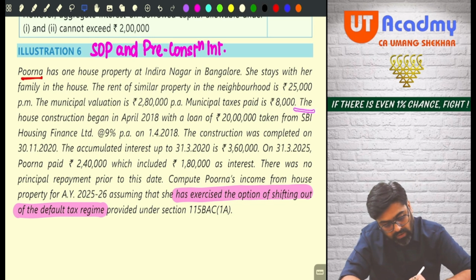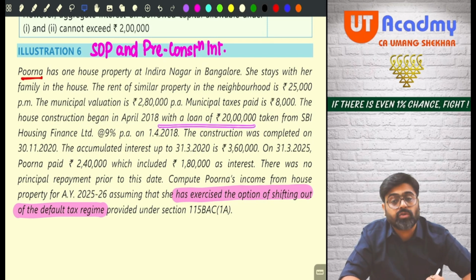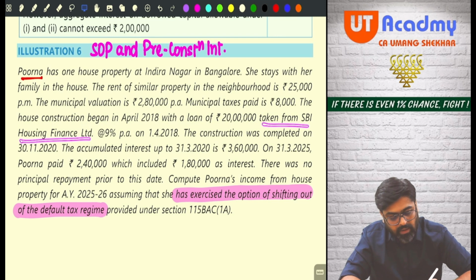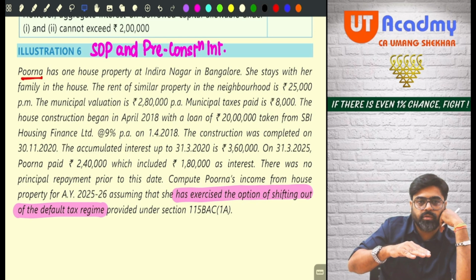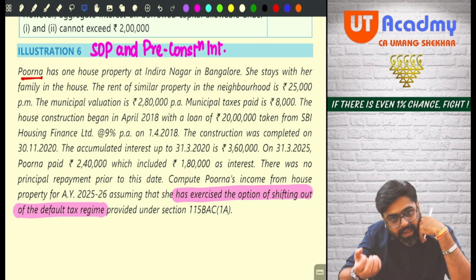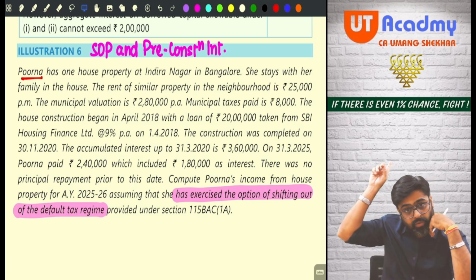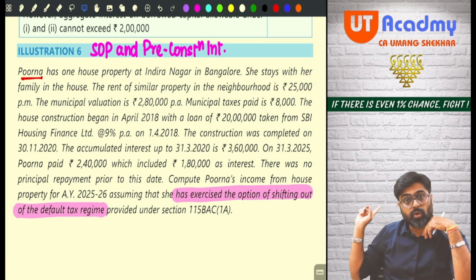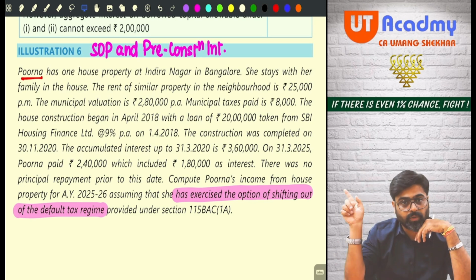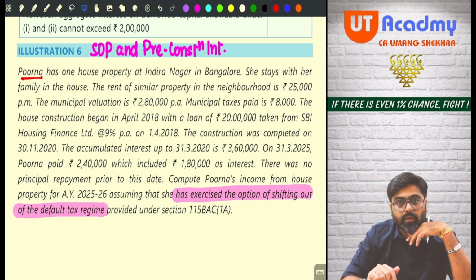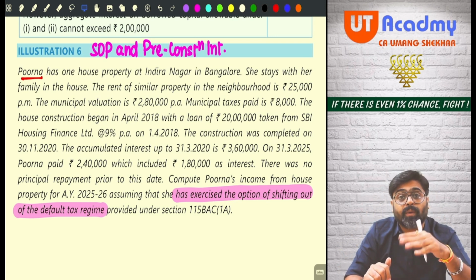The house construction began in April 18 with a loan of rupees 20 lakh taken from SBI Housing at 9% on 1st April 18. So this house you constructed by taking a loan. But the construction of this house you started in 2018. On 1st April, you took a loan to construct this house. So date of borrowing was 1st April 2018, yes or no? On 1st April 2018, you were not having this house property. This house property was under construction.